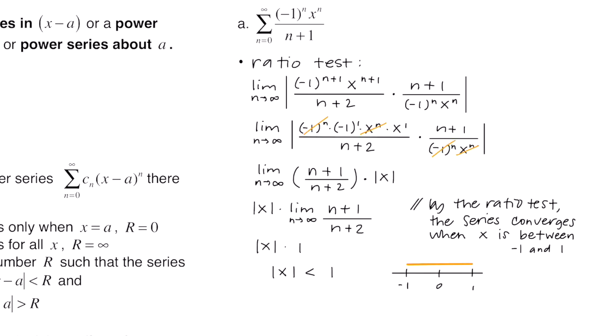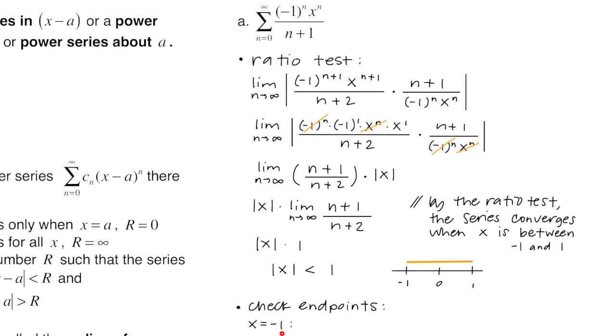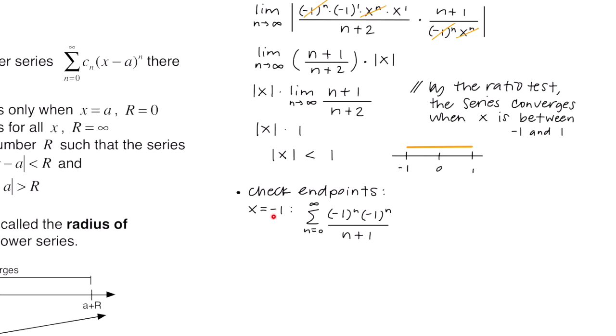All right, so at this point, we know the series converges in between -1 and 1, but we get to check if the series converges specifically at -1 and +1. So we're going to check the endpoints. So first we're going to check the endpoint x equals -1. And by doing so, what that means is we're taking -1 and we're plugging it into the original series for x. So when you plug in -1 for x, you get this expression.